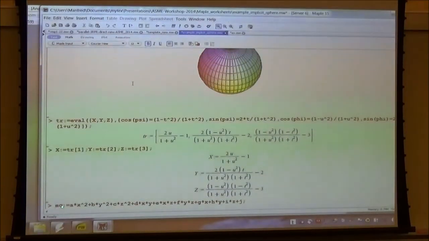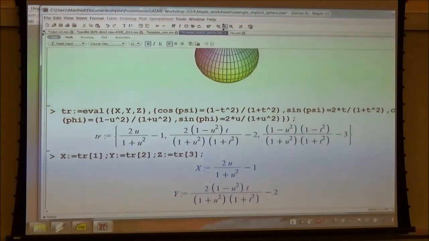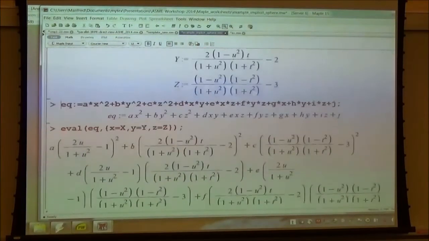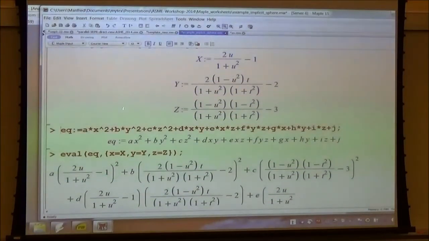I will write down a general quadratic equation in the coordinates x, y, and z, with A, B, C, D, E, F, G, and so on. These are the unknown coefficients. Here, this is the equation. And now what I do, I take the parametric equation and substitute it into this equation. This is done here. It seems it becomes complicated.